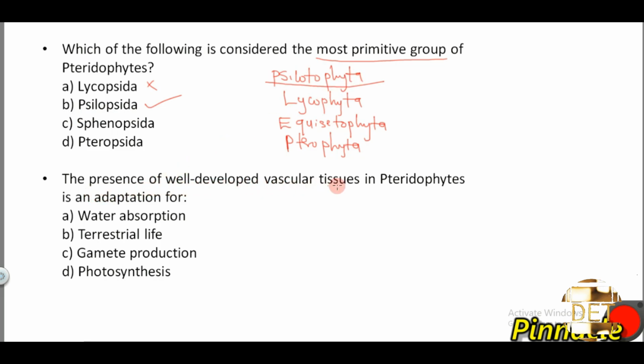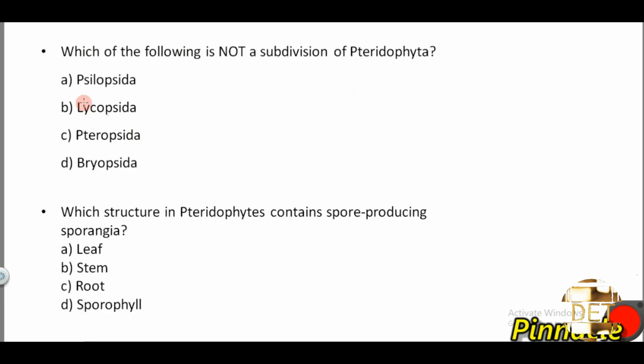The presence of well-developed vascular tissue in pteridophytes is an adaptation for terrestrial life. That is what gives them the ability to live and survive on land. Which of the following is not a subdivision of Pteridophyta? Coelopsida is a division, Lycopsida is a division, Pteropsida is a division. Bryopsida is not a division, so our answer is Bryopsida. Bryopsida is a bryophyte. It belongs to the phylum Bryophyta.